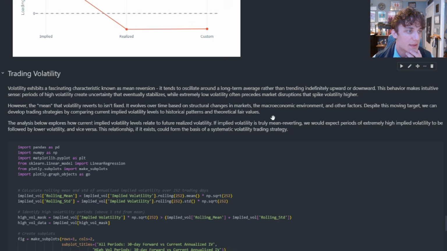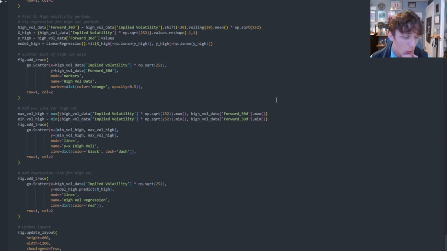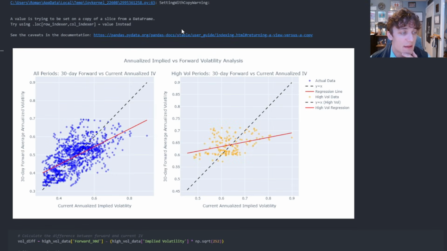Let's come up with some sort of statistical model to trade this. What I've done here is I've plotted two implied volatility paths. The first one is the implied volatility paired with the following 30-day average implied volatility. What you'll see is this red line is the regression line. The black dotted line is y equals x. So if the implied volatility was correct, we would see all of these blue dots along this black line. Clearly, this is not the case.